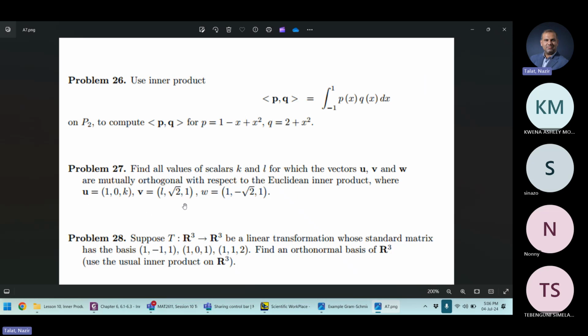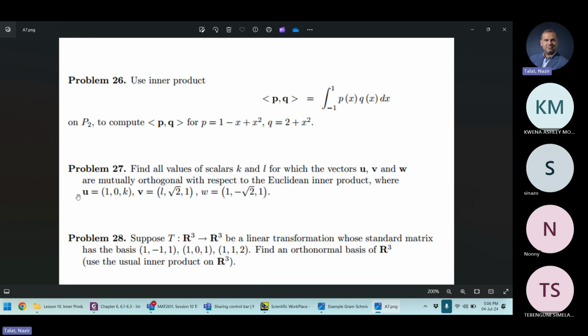When you solve all these three equations, you will get the values of K and L, and when you put the values of K and L there, you will see that the vectors become orthogonal. When you multiply U with V, the answer is 0. When you multiply U with W, the answer is again 0. When you multiply V with W, the answer will also be 0. It means these are all the possible values of K and L that make the vectors orthogonal to each other.